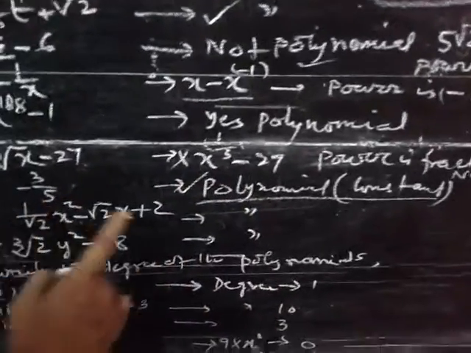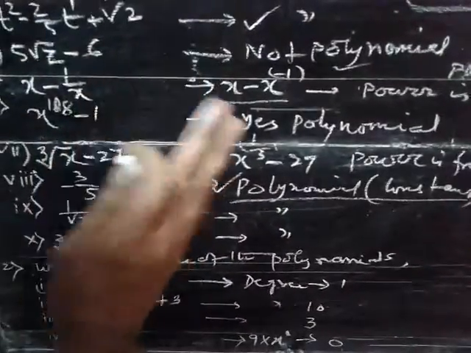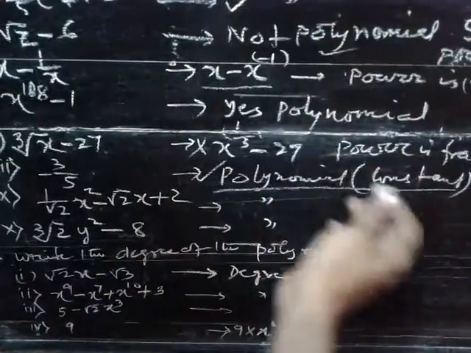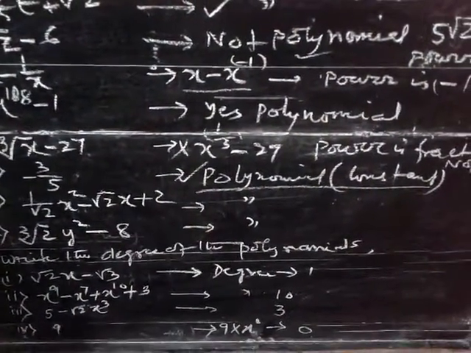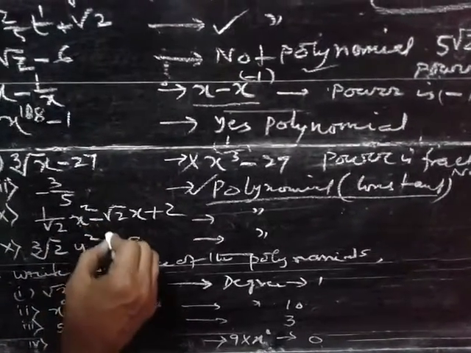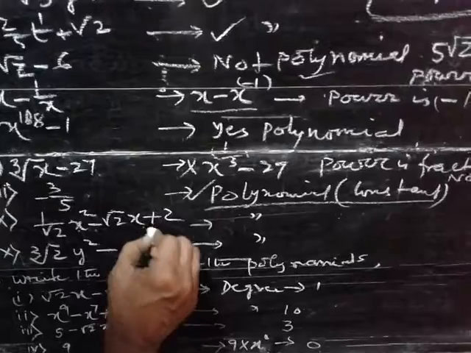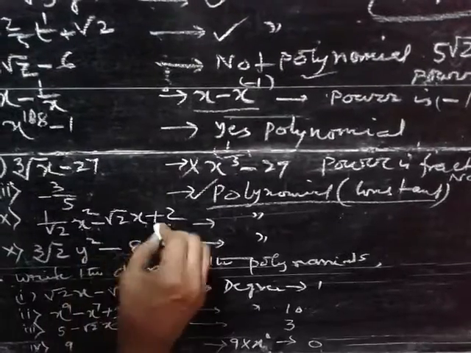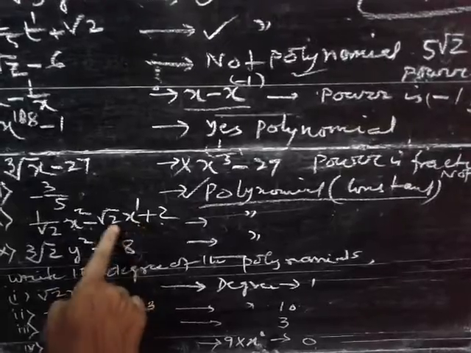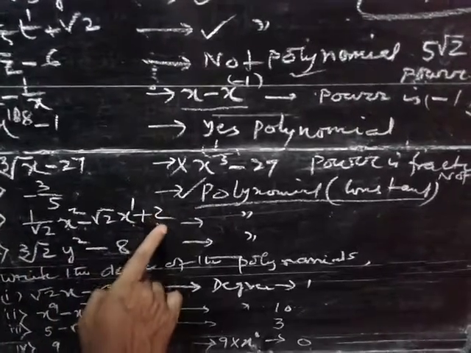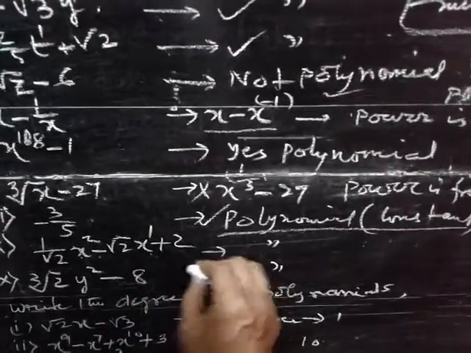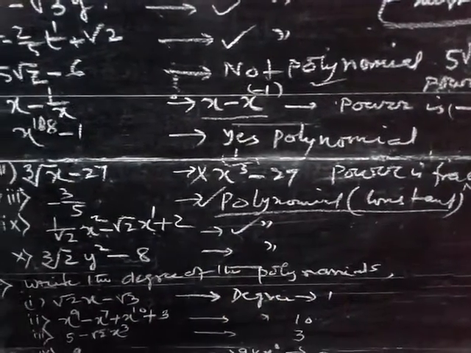You know that all constant numbers are also treated as a polynomial, which is called the constant polynomial. Number 9, 1 by root 2 x square minus root 2 x plus 2. It is a polynomial because the variable power is 2 here and 1 here. So all the terms have the power of the variable as a positive integer, so this is a polynomial.